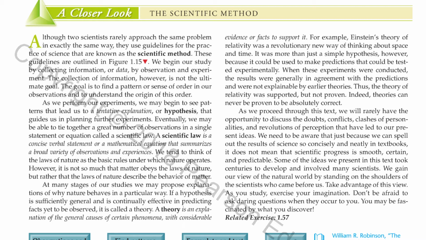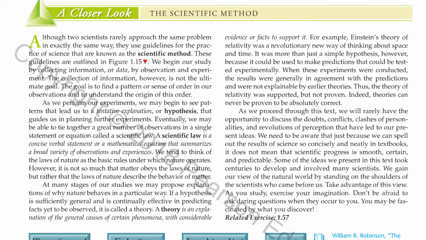It was more than a simple hypothesis, however, because it could be used to make predictions that could be tested experimentally. When these experiments were conducted, the results were generally in agreement with the predictions and were not explainable by earlier theories. Thus, the theory of relativity was supported, but not proven. Indeed, theories can never be proven to be absolutely correct.